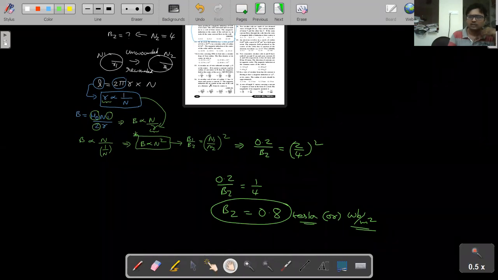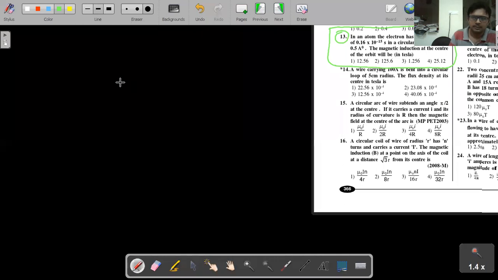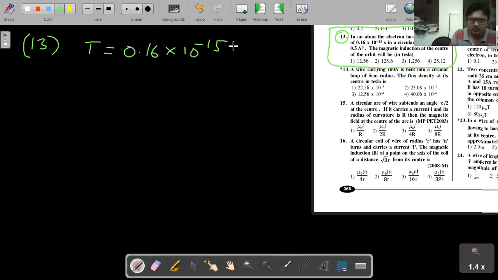Then we'll go for the next question. Please read. In an atom, the electron has a time period of 0.16 into 10 to the power of minus 15 seconds in a circular orbit of radius 0.5 angstroms. The magnetic induction at the center of the orbit will be.